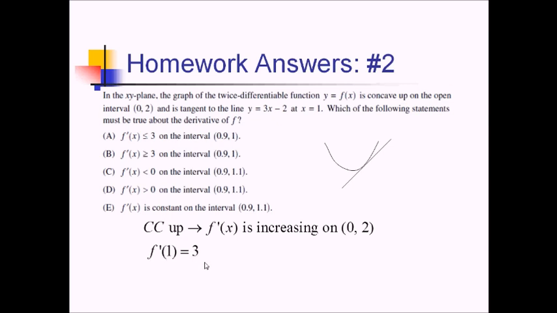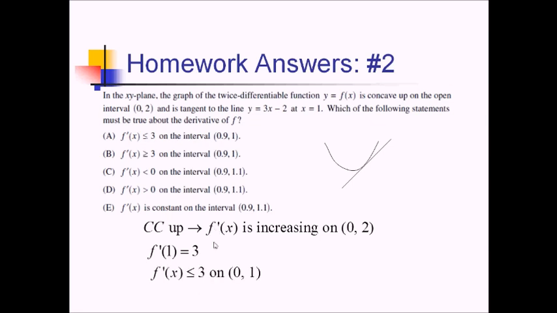Well, this tells us a little bit more. Since our function is increasing from 0 to 2, and it's exactly 3 at x equals 1, we know between 0 and 1, the f prime must be less than or equal to 3.